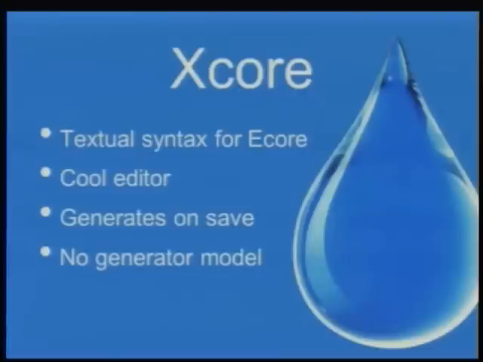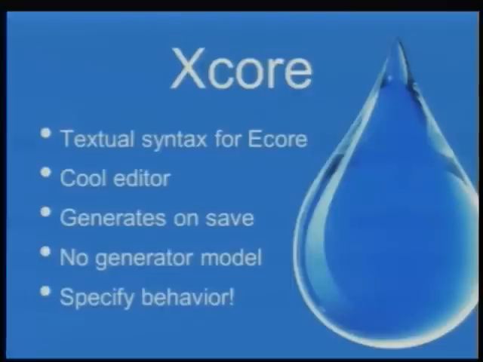And there's no generator model anymore. So we have the Ecore model that describes your structure, and then we have this decorator model that describes how to map that description onto Java. Those are two separate artifacts. With Xcore, we bring those into a single file. So these artifacts are still there, but they're derived and under the covers.